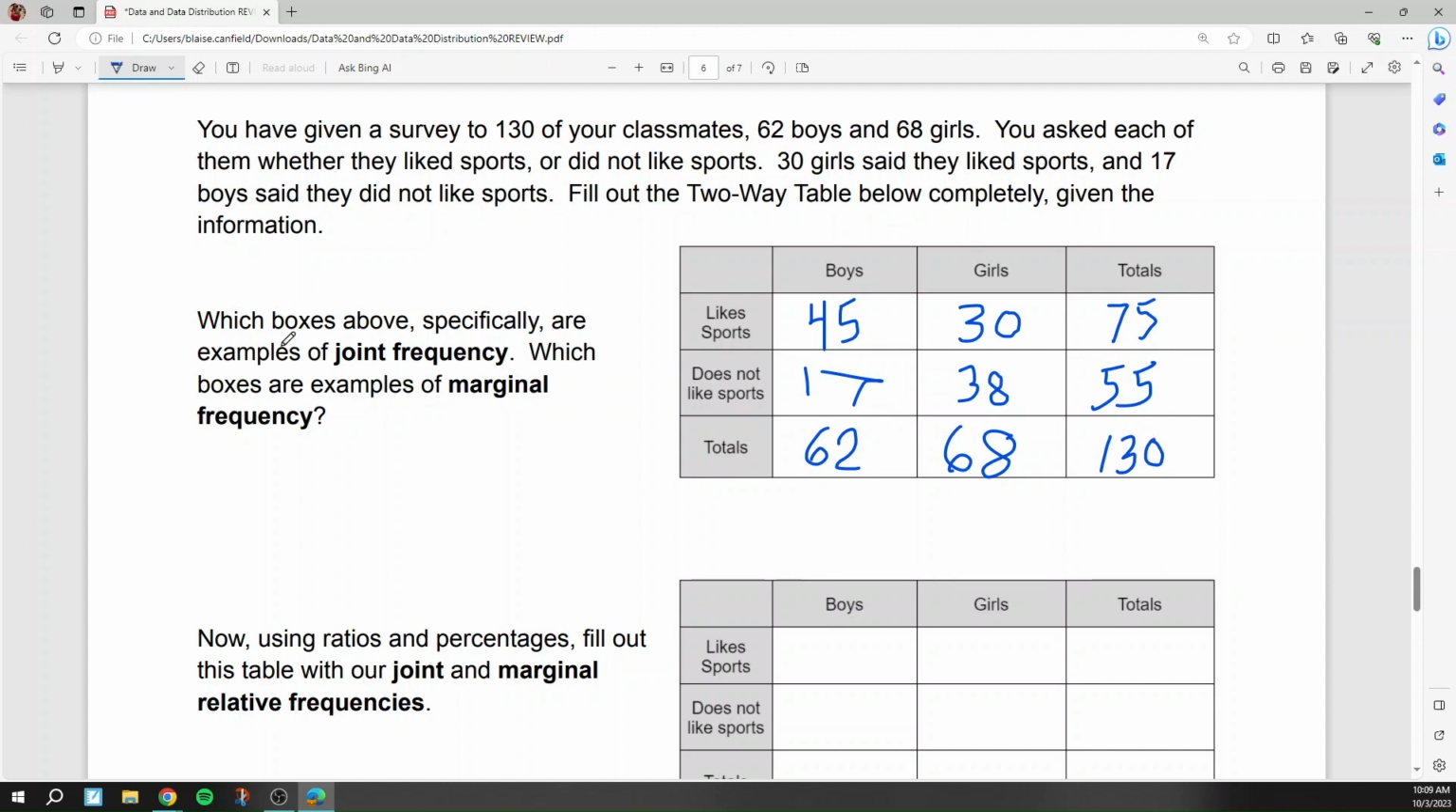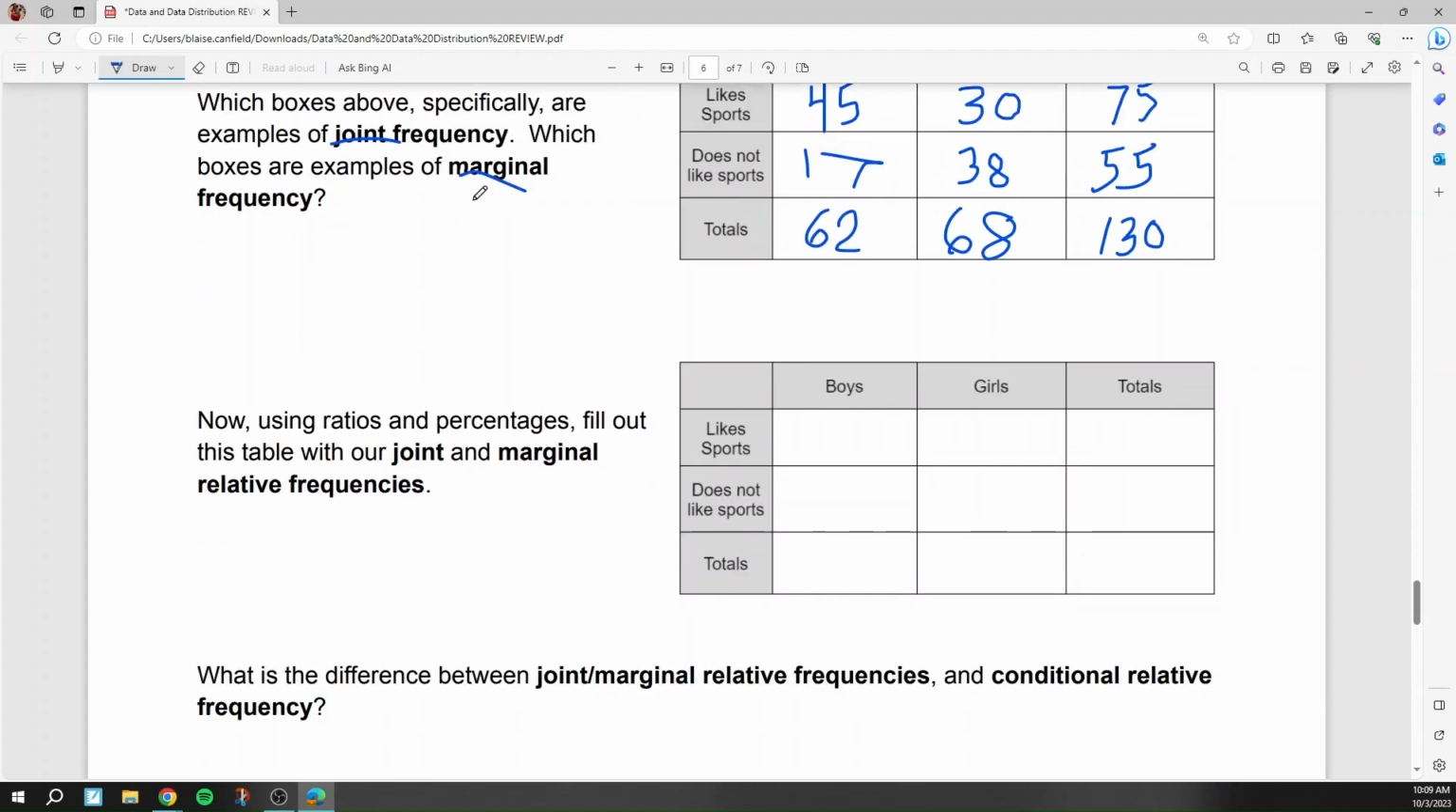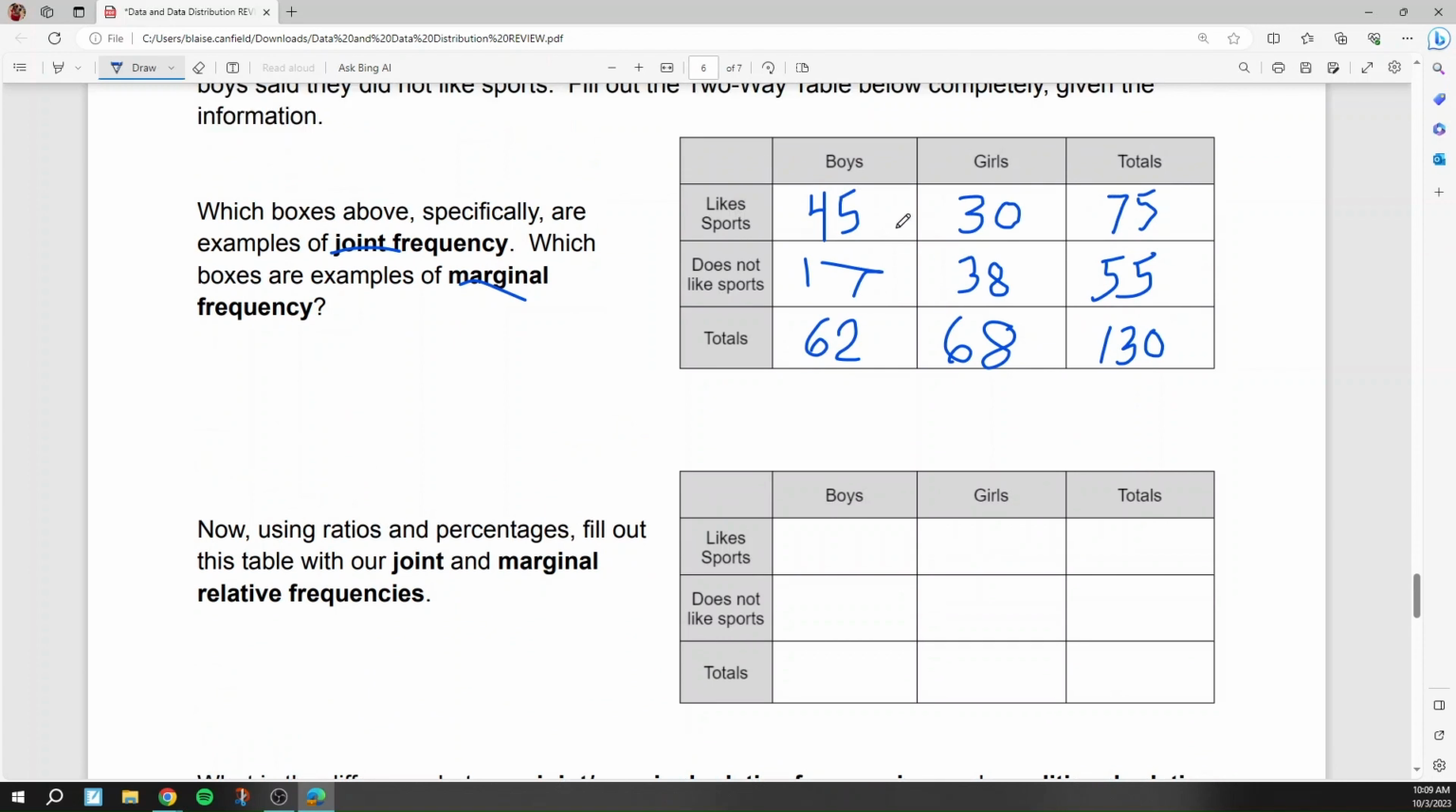All right. Which boxes above specifically are examples of joint frequency? So the marginal frequencies are the ones that are off to the side. So these are marginal frequencies, and the ones in here are joint frequencies, where it's joining two different things, like liked sports and boys. That's what joint and marginal meant. I wouldn't expect to see those words specifically on the test. More the ideas of what's happening in here is what matters.